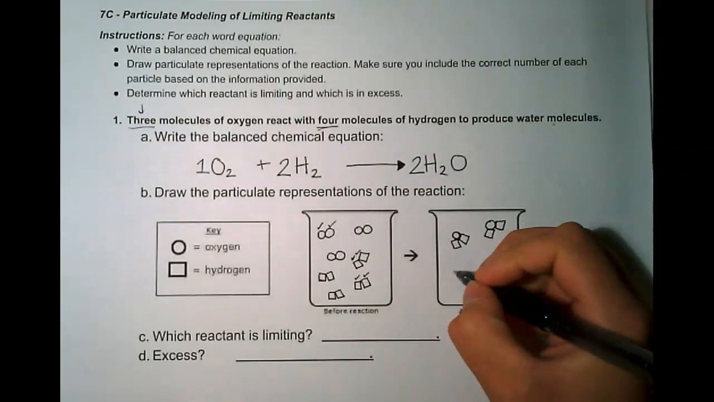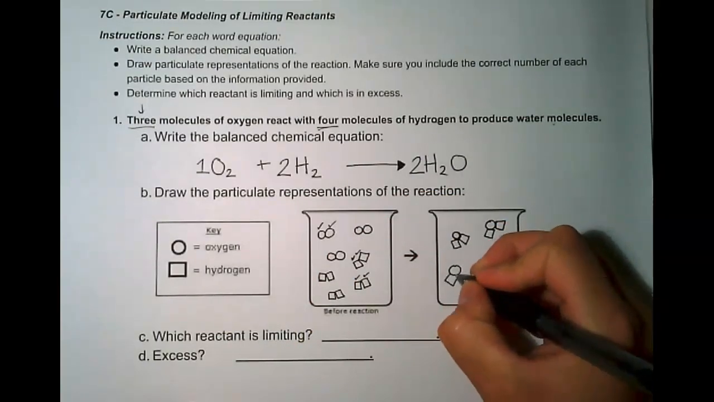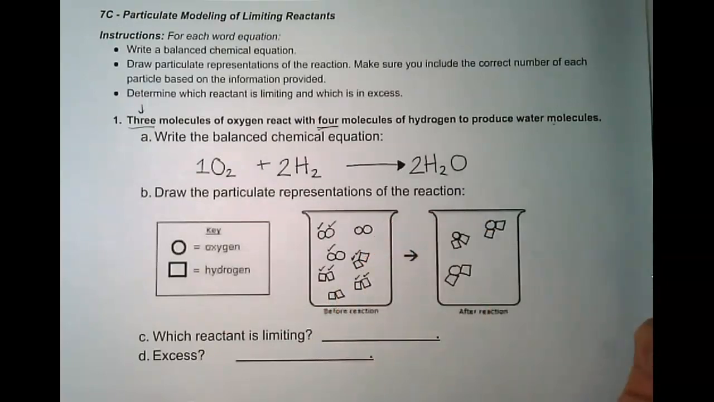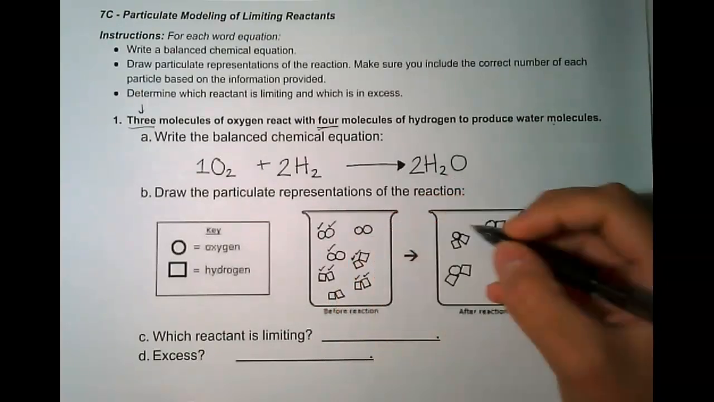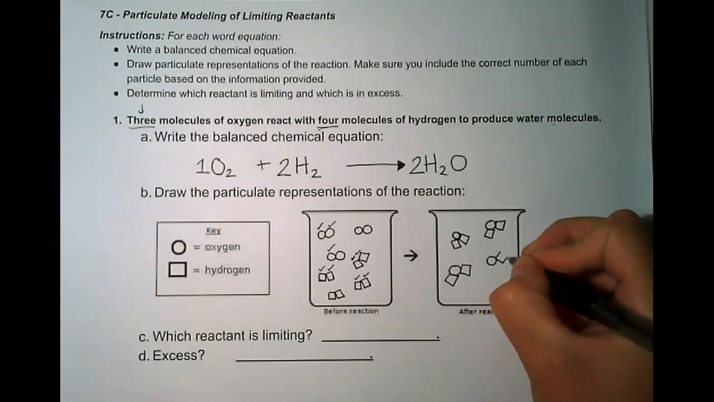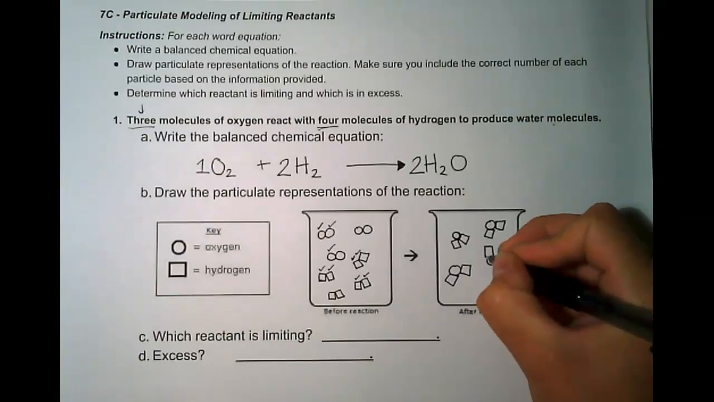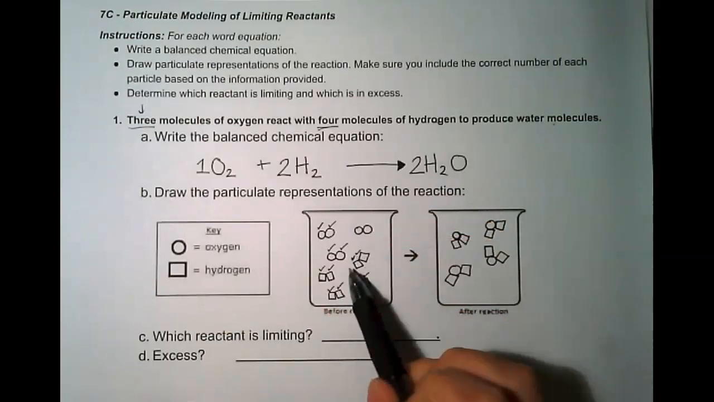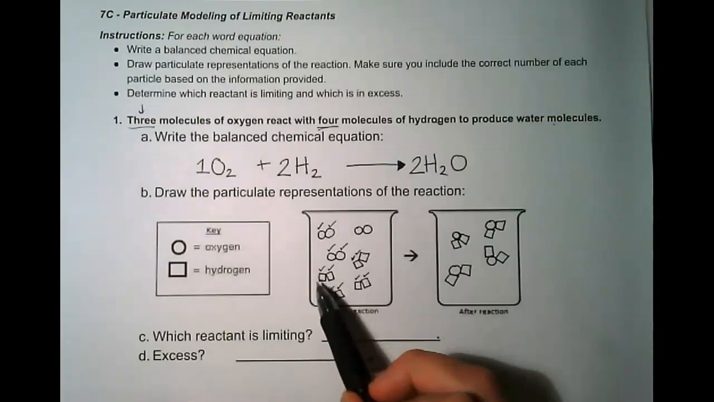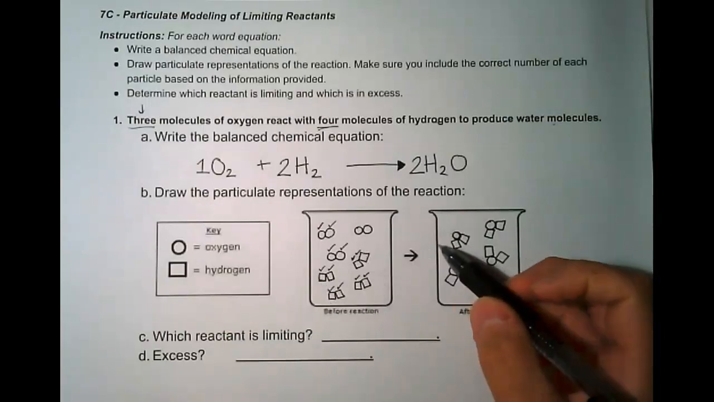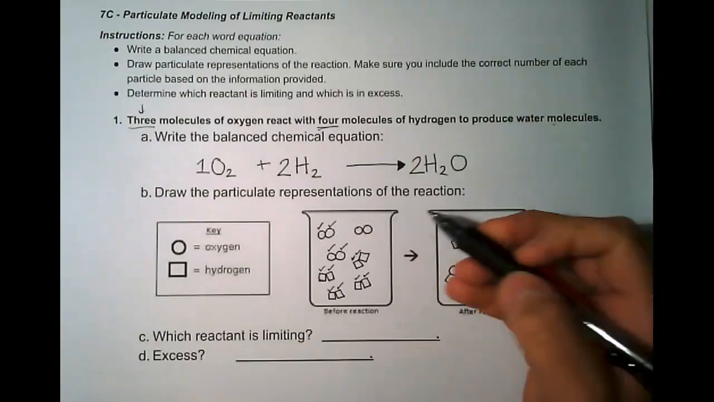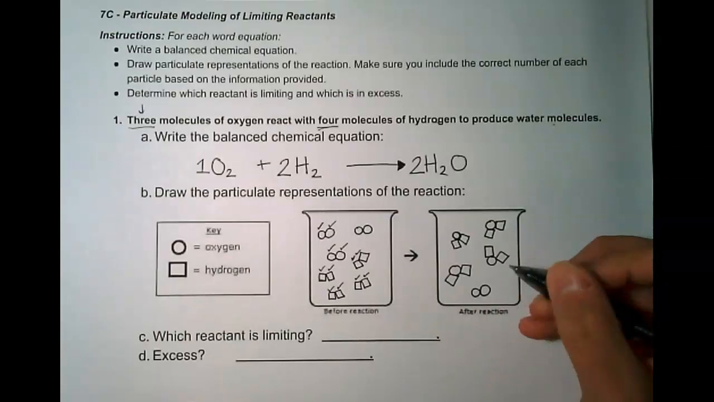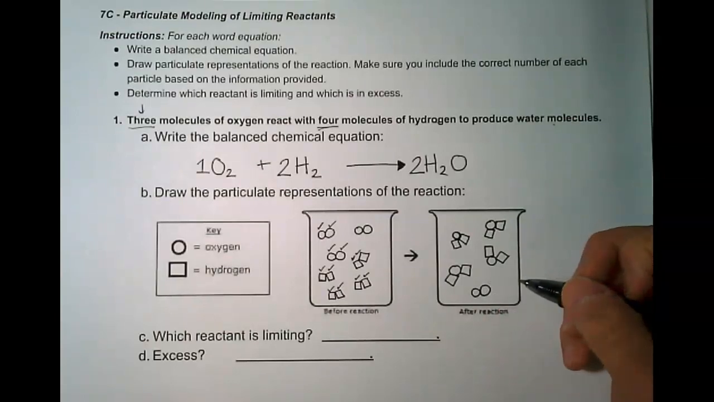So I still have enough to make more. 1 more circle and 2 more squares. 1 circle and 2 squares. Then I still have enough. 1 circle and 2 squares. Okay, so 1 circle and 2 squares. And now, look, I'm out of squares, so I don't have enough to make any more water. I only have leftover oxygen. So now I'm going to draw that leftover oxygen in my beaker for after the reaction has occurred.